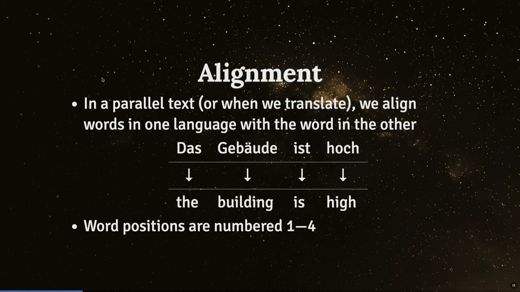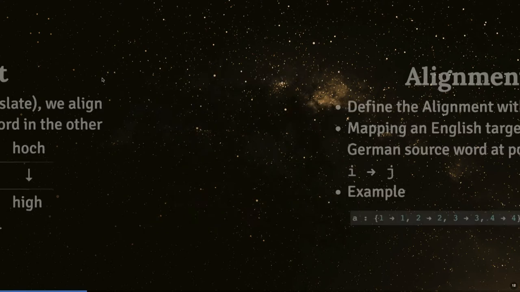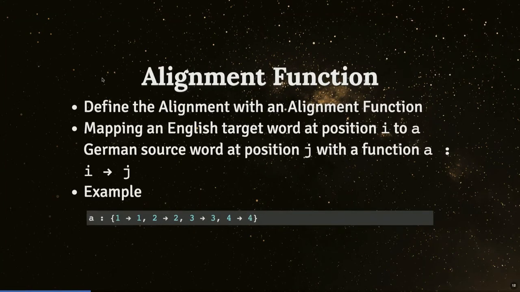So for example, let's look at this sentence here. Das Gebäude ist hoch. Was it good? Thanks. So you can map that word to word from German to English: the building is high, right? Word positions are numbered 1 to 4, and you say, OK, the German word position 1 maps to English word position 4. You define an alignment function. It's called an alignment function. So for example, you map I from the source to J in the target. This is how you define your alignment function: 1 to 1, 2 to 2, and 3 to 4, or 4 to 5.